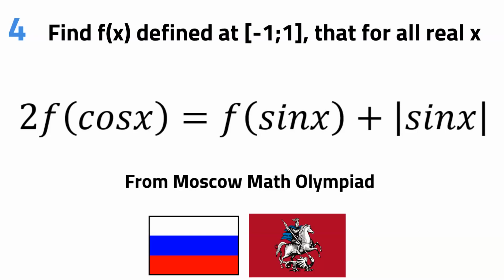The task is to find such a function f defined on the interval between -1 and 1 that satisfies the following equation. The main problem here is that we are not provided with any hints regarding the form of this function. For instance, whether it's a polynomial or a trigonometric function. No clues, no hints, nothing!